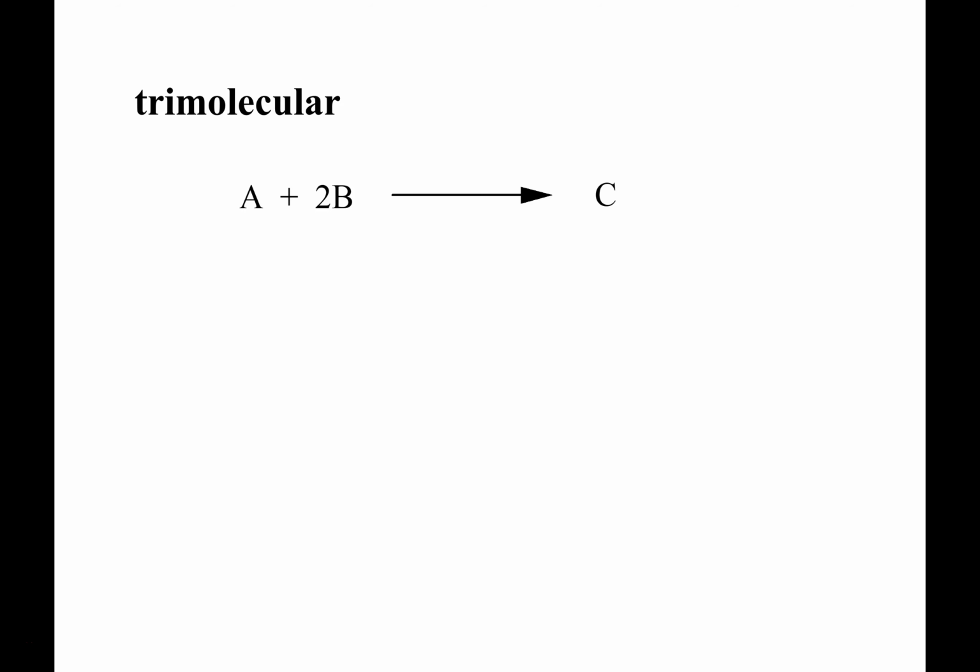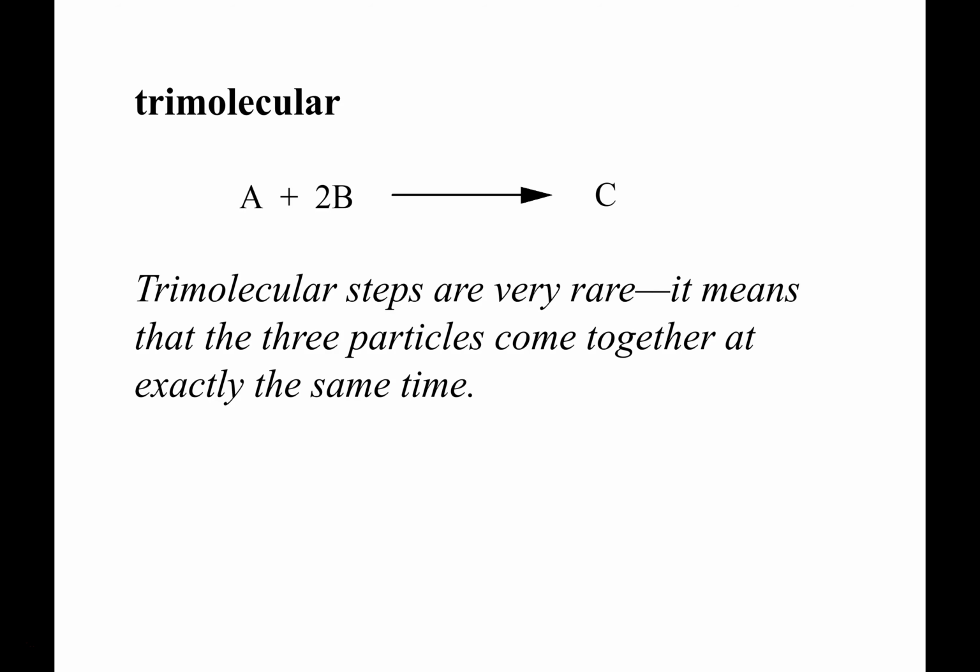A trimolecular elementary step would look like this, where we have 1 particle of A and 2 particles of B. But I'm going to try to convince you that this as an elementary behind-the-scenes step is not very likely. If you've ever tried to get your friends together, it's easier to get one friend together than two friends, or three friends together. They literally have to occupy the same space or similar space to proceed from reactants to products. So termolecular is hard, and actually not very likely.